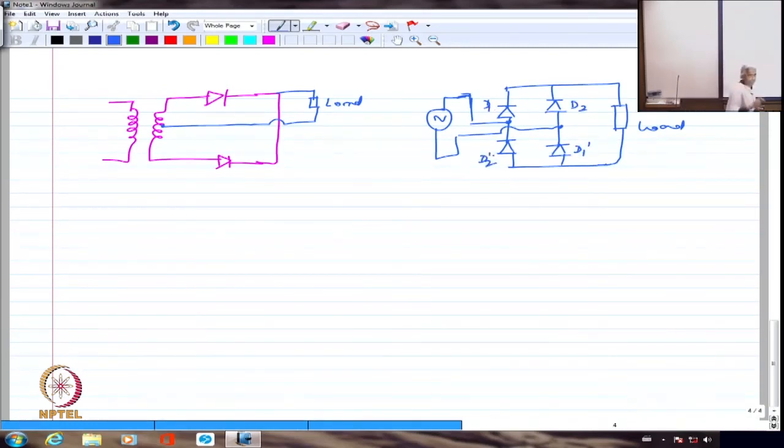Without two diodes, it won't work. So I will have the voltage drop corresponding to two diodes in this case, whereas in a center tap rectifier, I will have the voltage drop only corresponding to one diode. So generally, center tap rectifiers are preferred in power supply applications because I have to only manage one diode drop.